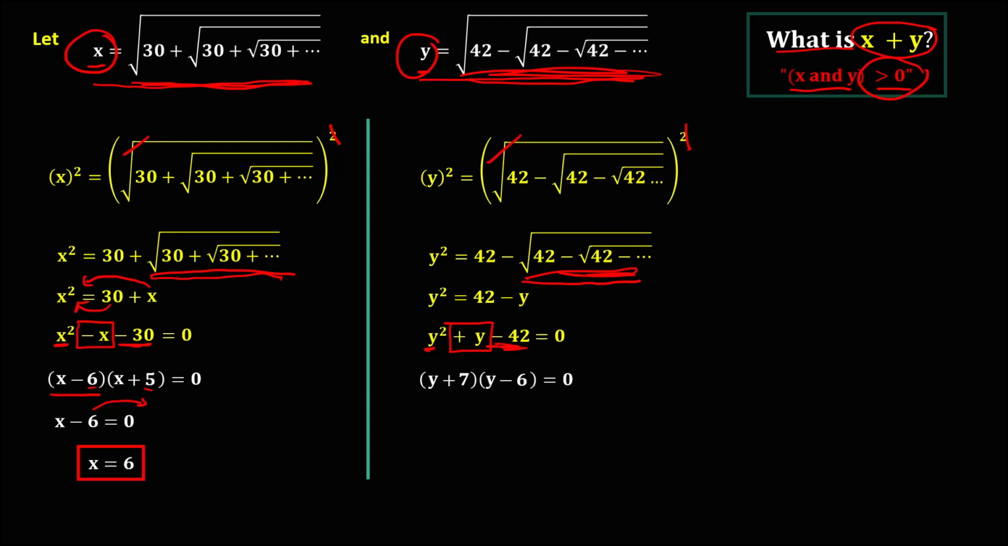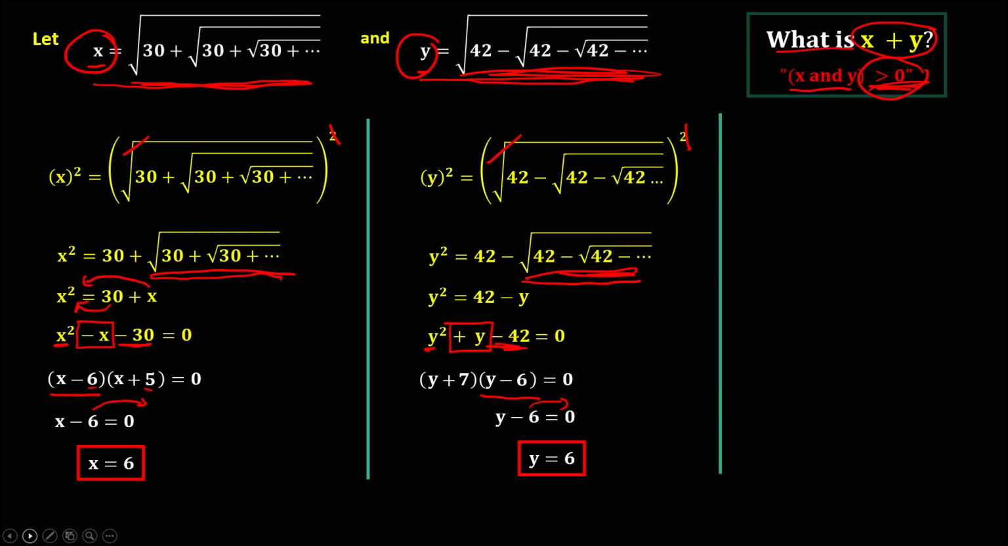Then to solve for y, since y is greater than 0, just take this factor. So y minus 6 equals 0. Then to solve for y, transpose this negative 6. So y equals positive 6.